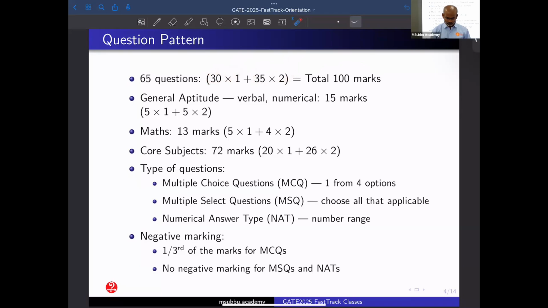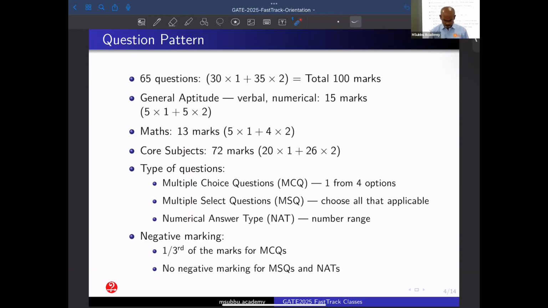The first thing is general aptitude, which is 15 marks: 5 one-mark and 5 two-mark questions, a mix of verbal and numerical, roughly equal in percentage, about 7 and 8 marks. Maths you can also consider to be 15 marks. They say 13, but sometimes subjects like Laplace transform you can associate with maths or process control. So maths is 15 marks, general aptitude 15 marks. The core is 70 marks, which has 7 groups of subjects. We will come to that.